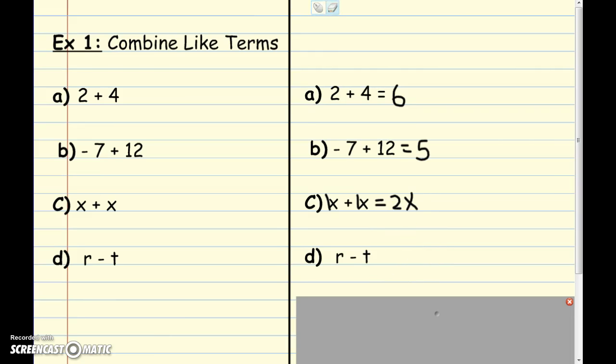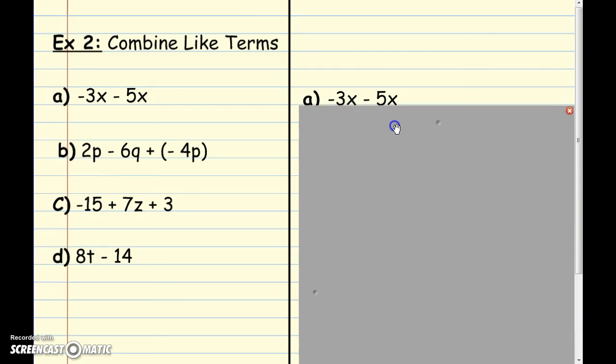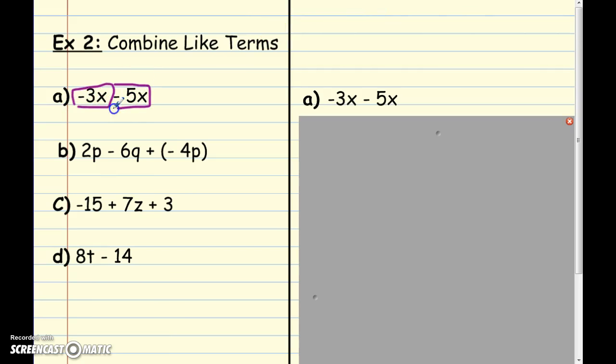All right. Example 2, we're going to continue combining like terms, and we're going to start with letter A. Again, we look for the variables, and then we look to the exponents. To be honest with you, in this lesson, we're not doing anything with exponents, so you simply have to look at the variables. Here we have 3x and 5x. There's no other variable in here, and so we know that our answer is going to have an x in it. Then we can simply take what we just reviewed with integers and do -3 minus 5.